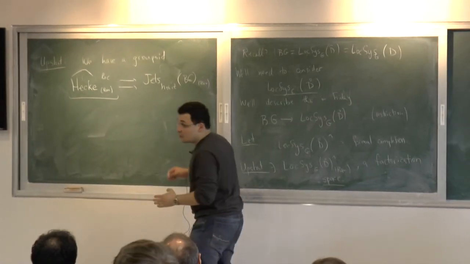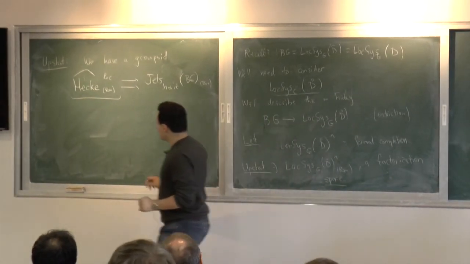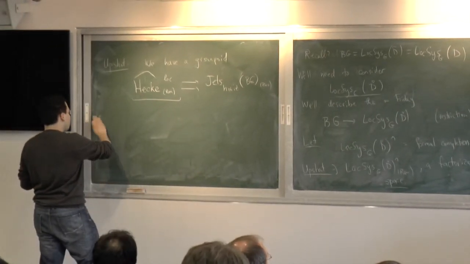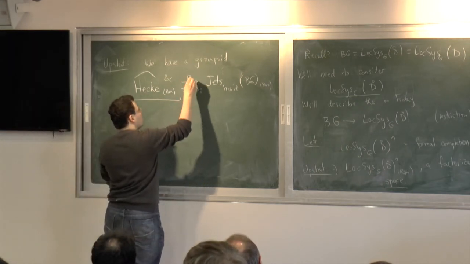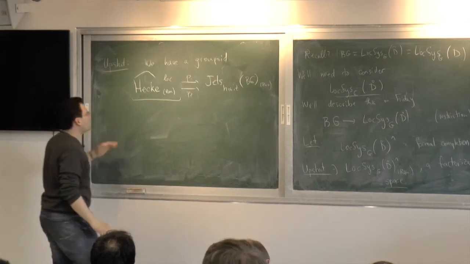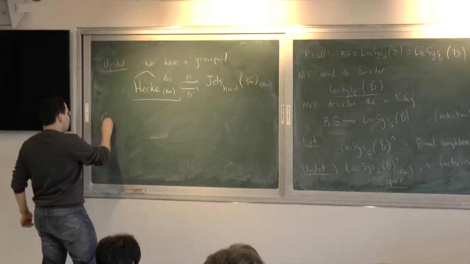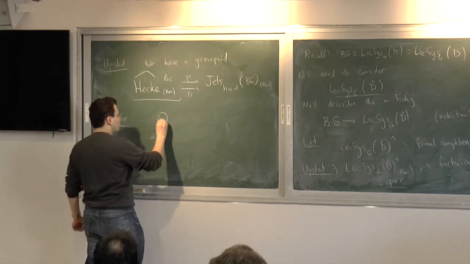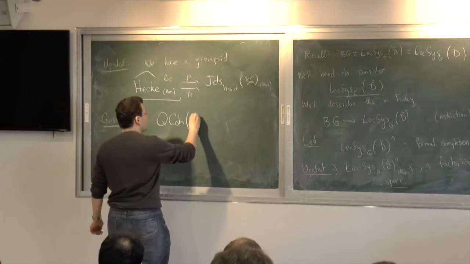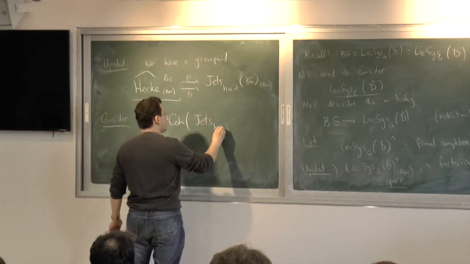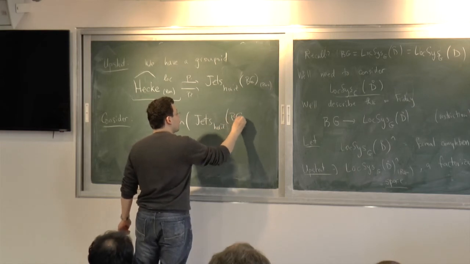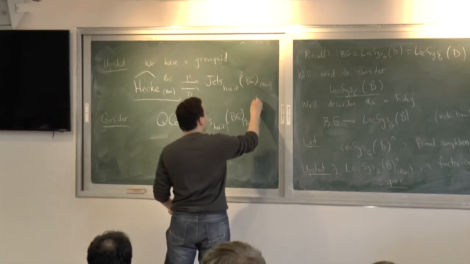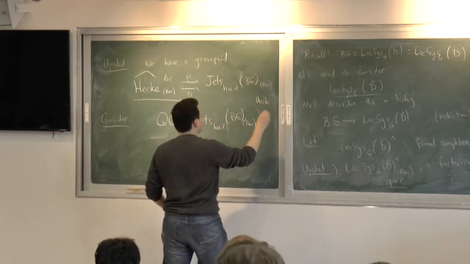This is somehow the idea behind this, and I'll try to make this a little bit more explicit a little bit later. But so let's define the category. So we have these two projection maps. We have this groupoid. So we can consider the following category. We can consider quasi-coherent sheaves in this jet scheme, which are equivariant with respect to this Hecke stack.